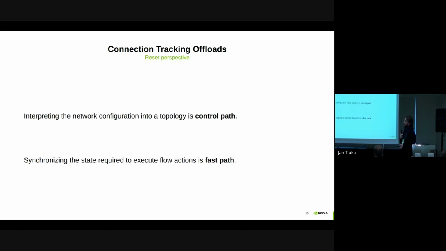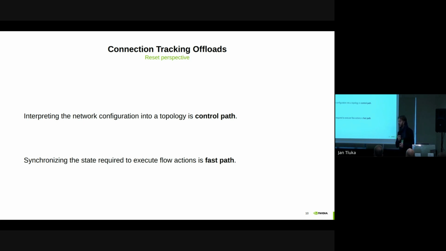So we have to shift our perspective and get back to a basic approach, where interpreting the several layers of abstraction about what the user wants to do with their network is part of the control path.